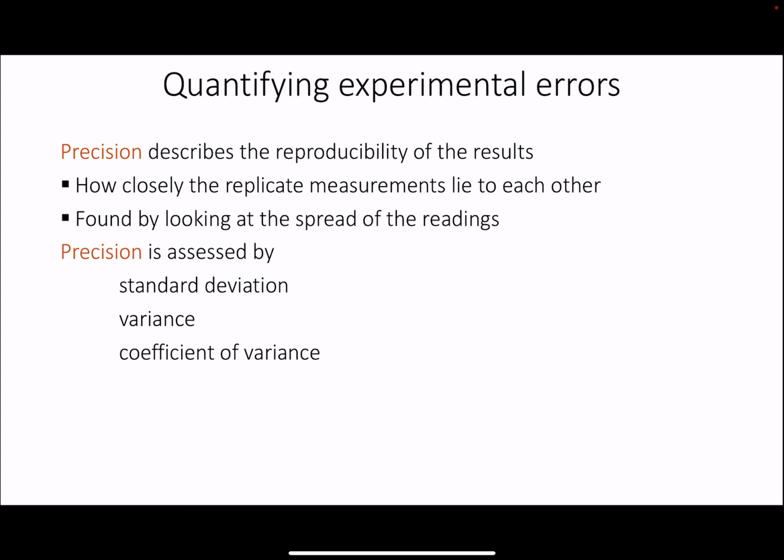And the way we typically classify experimental errors is through precision and accuracy. So precision is how reproducible the results are. So how close is each measurement to the other measurements? So how closely do they replicate one another? And this can be found by looking at the spread of the readings. This is one of the ways where the range is helpful. You can also assess this by the standard deviation, the variance, or the coefficient of variance.